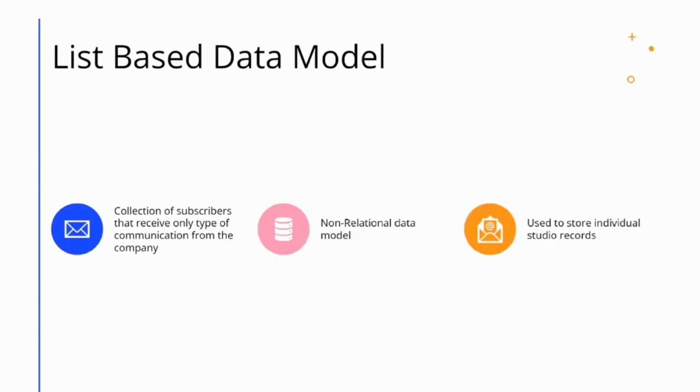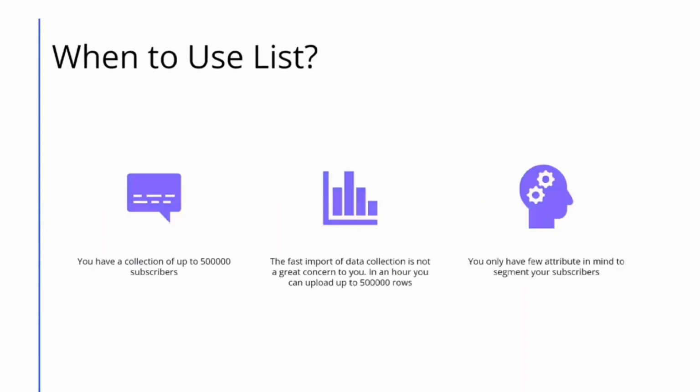So the first property of list is it is a non-relational data model. The second property of list is in a list, you can maintain up to 5 lakh people's data. Or you can say in Marketing Cloud, in a list, you can maintain up to 5 lakh subscribers. Now you have to understand who are subscribers. In a list, we can store up to 5 lakh subscribers. Subscriber is nothing but the customer data, personal data, profile data only.